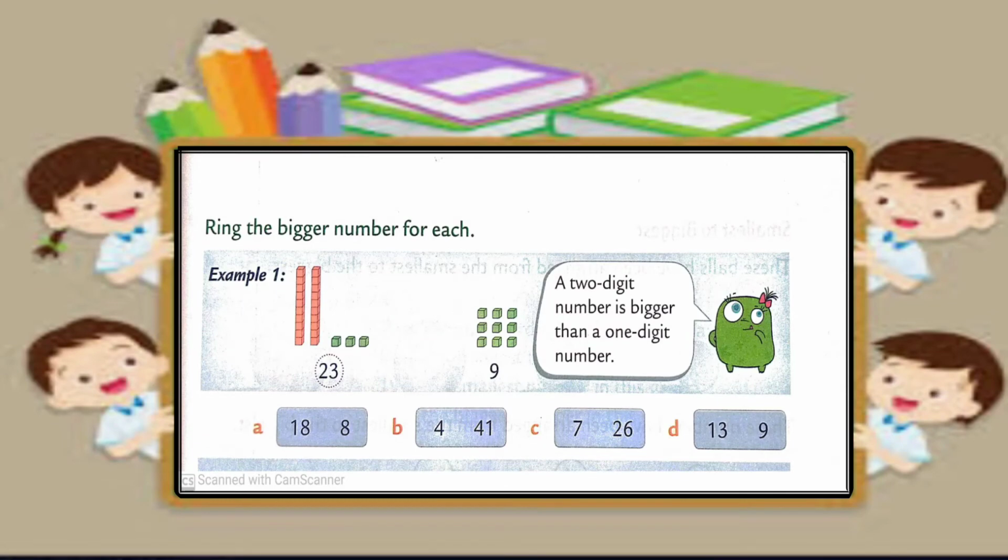Ring the bigger number for each. First we have 23 and 9. So we can say that 23 is the bigger number. Next, number B, 18 and 8. So if you compare, we can say that 18 is the bigger number. We have to make a circle around it.